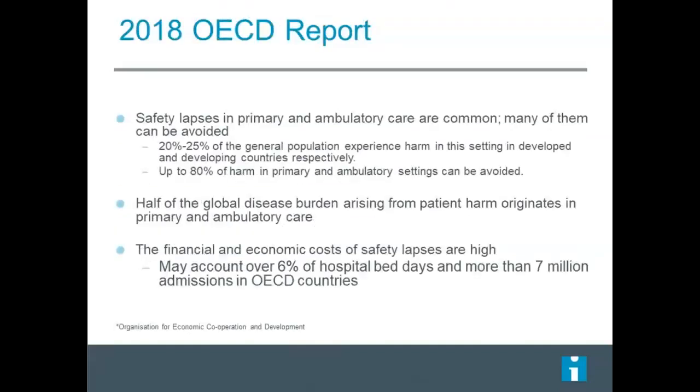In 2018, there was a report from the OECD that really highlighted how big an issue safety outside of hospitals is. You see some of the statistics here. Safety lapses in primary and ambulatory care are common, and many of them can be avoided. 20 to 25% of the general population experience harm in this setting in both developed and developing countries. Up to 80% of that harm could be avoided. Half of the global disease burden from patient harm may originate in primary and ambulatory care. And then certainly there are financial and economic costs as well. So this was a really useful report to draw our attention to the scope of the problem in these settings.